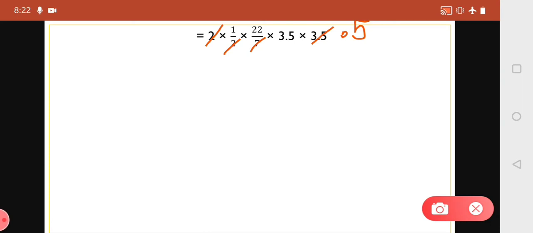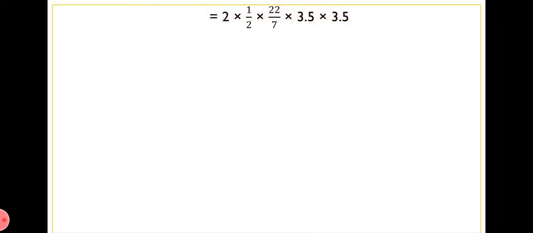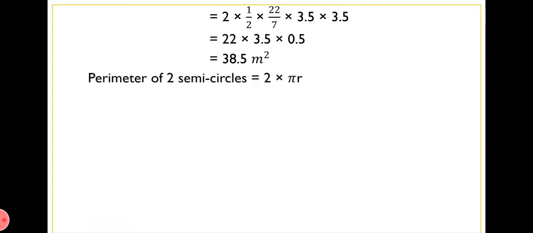So we will get, now remaining numbers will multiply, that is 22 multiplied by 3.5 multiplied by 0.5. So 22 into 3.5 into 0.5 is equal to 38.5 meter square. This is the area of two semicircles. Now let's find the perimeter of the two semicircles, that is equal to 2 pi r.